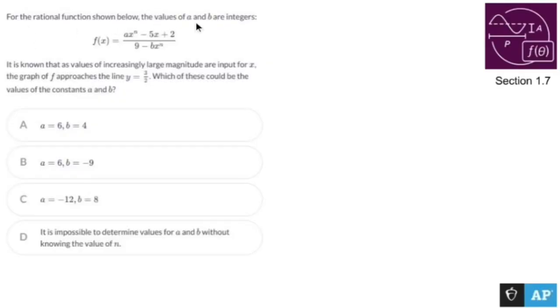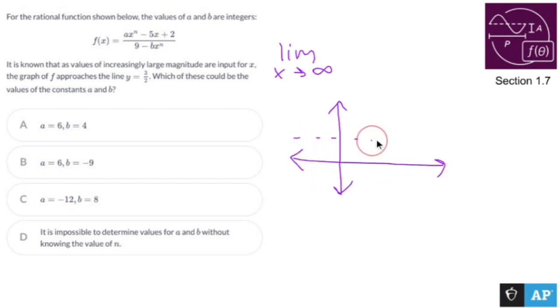For the rational functions shown below, the values of a and b are integers, so we don't know a and we don't know b. We have an n there. Okay. It is known that as values of increasingly large magnitude are input for x, in other words, the limit as x approaches infinity, the graph of f approaches the line y equals 3 over 2. So we have ourselves a horizontal asymptote, y equals 3 over 2, and all the magic happens at 3 over 2.